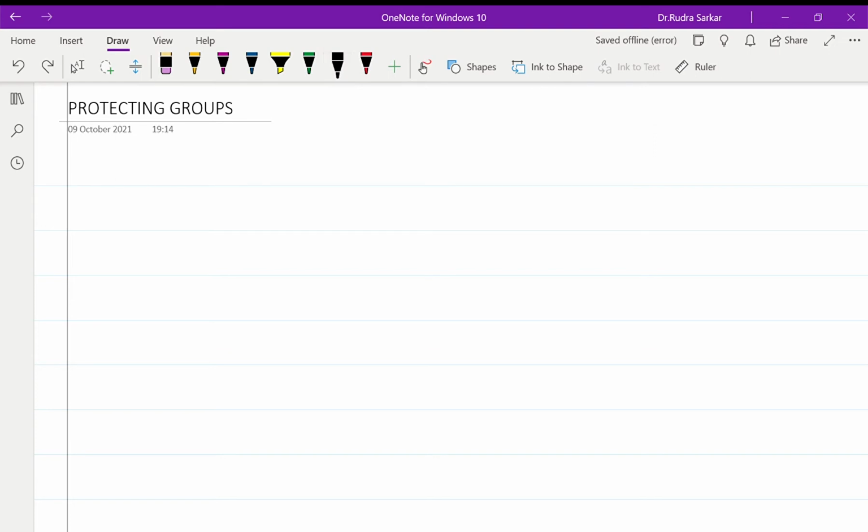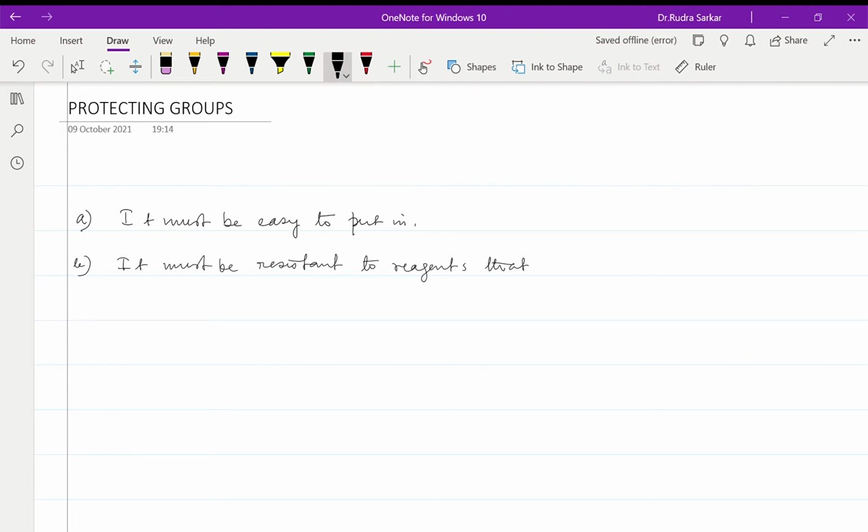For that, quality number one: it must be easy to put in. Quality B: it must be resistant to reagents that would attack the unprotected functional group.